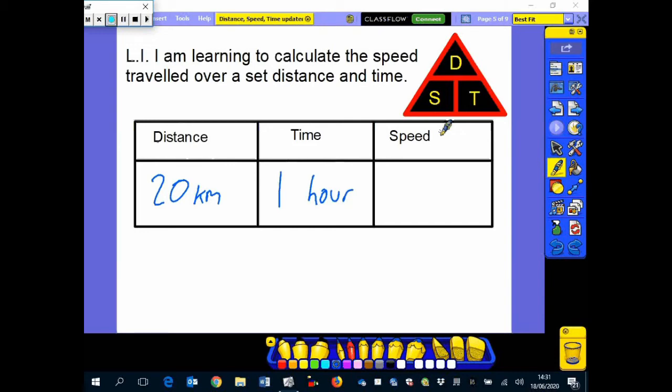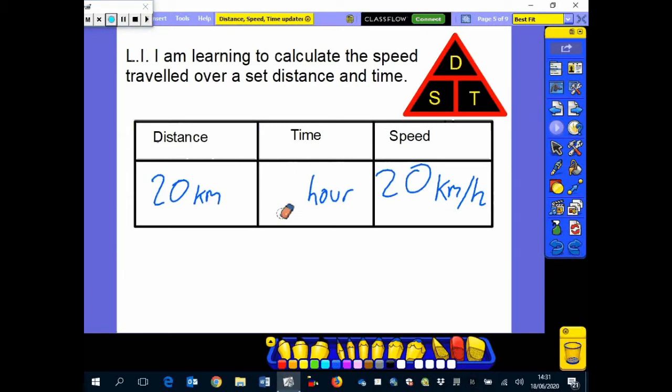Well, we can work that out quite easily if we just think about the way speed is measured. So we're going to be measuring the speed here in kilometres per hour. So we're being asked, how far were we going every hour? The per hour bit is key. So every hour, how far were we going? Well, we were going 20 kilometres every hour. So it's 20 kilometres per hour.